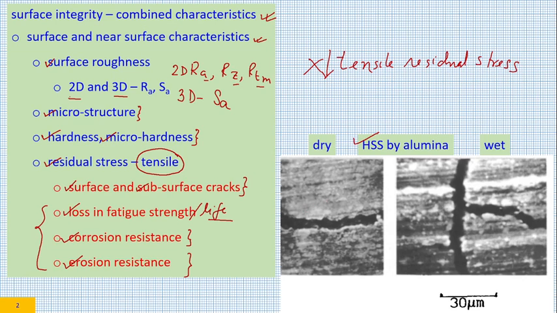Here, the work material is high speed steel, a tool steel which has been ground by alumina. This has been ground under dry environment and this has been ground under wet environment. This is around 30 micron. So there are rather large cracks which are appearing on the ground surface.